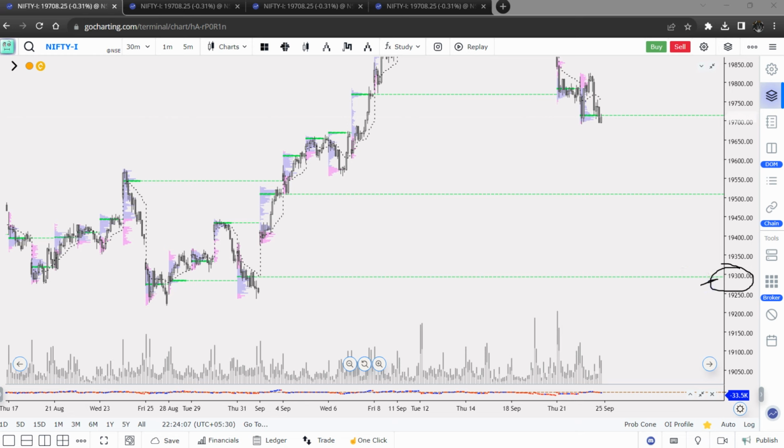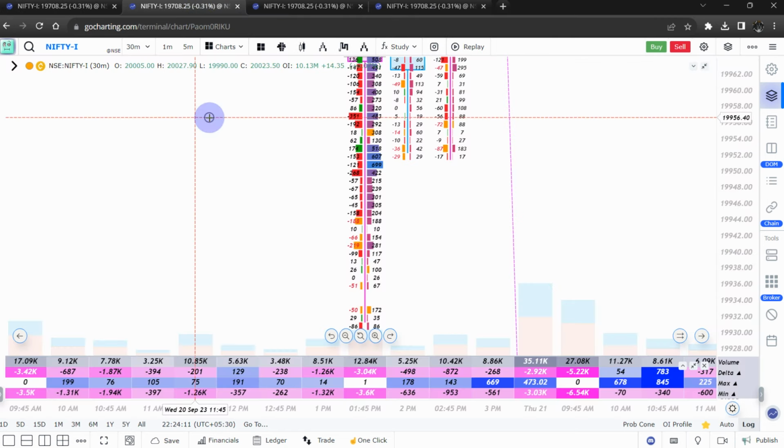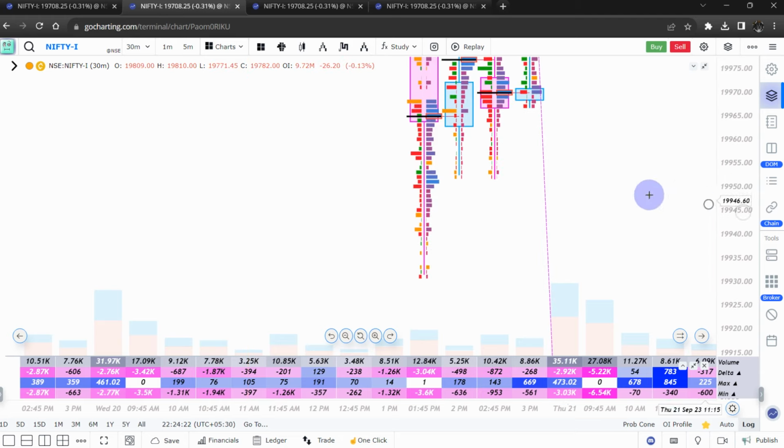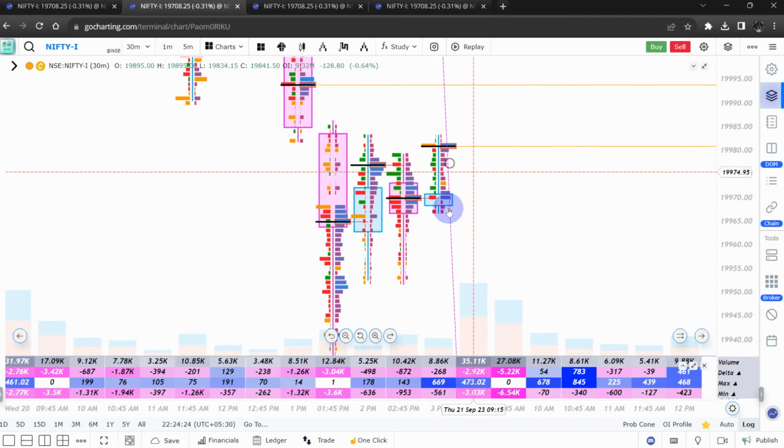Now coming on to the footprint charts. Now it's not that you can use footprint only for intraday trading. It is really helpful even in longer time frames. That is what we are discussing today. So this is the last trading session.